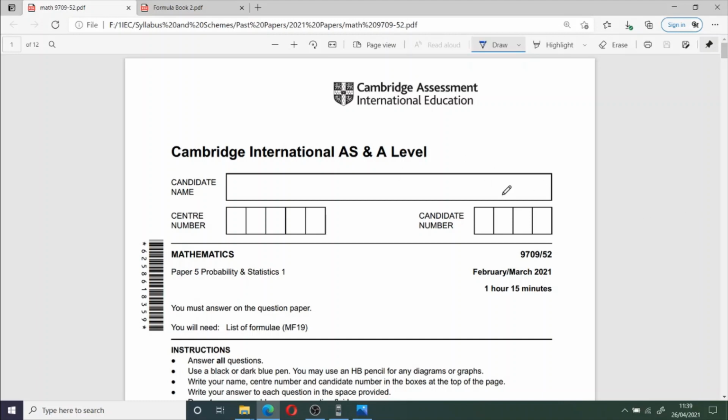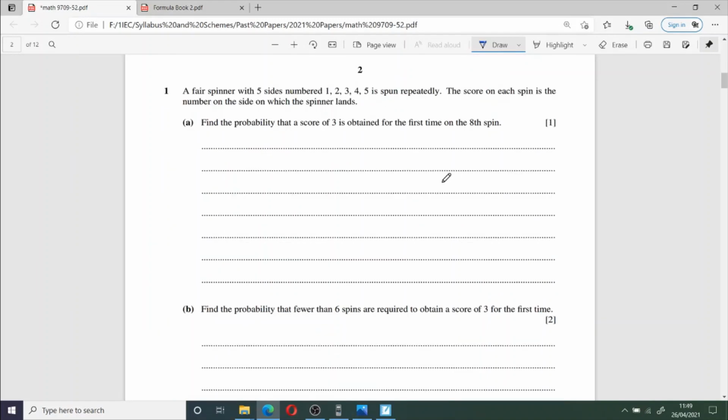This is CIE March 2021 Probability and Statistics Paper 1. Okay, question 1. We have a fair spinner with 5 sides, and we want to find the probability that a score of 3 is obtained for the first time on the 8th spin.